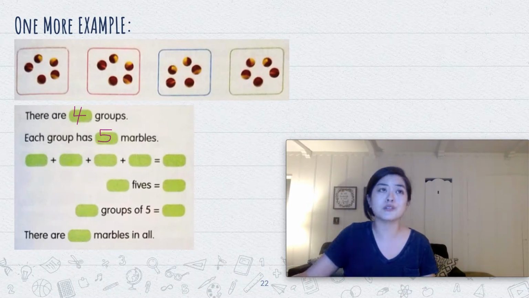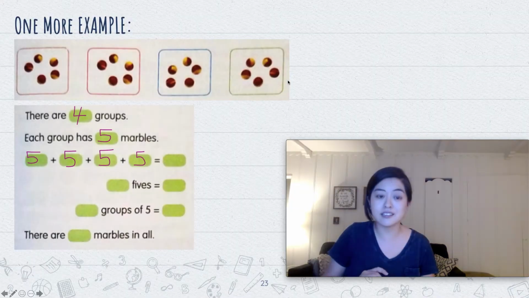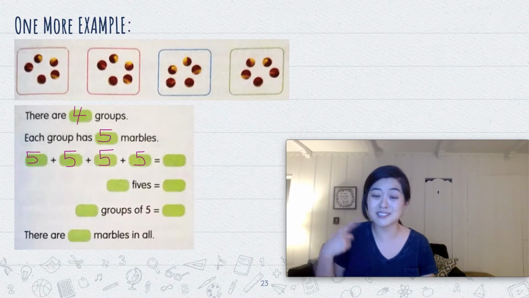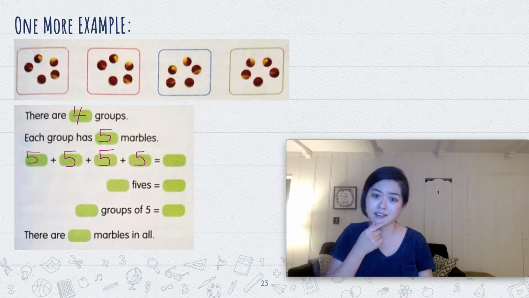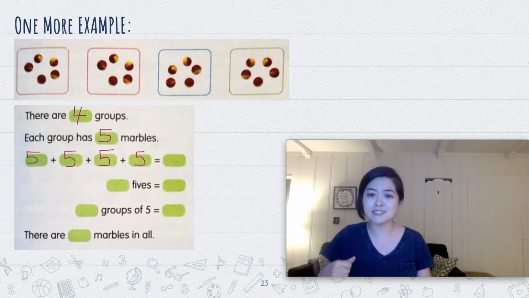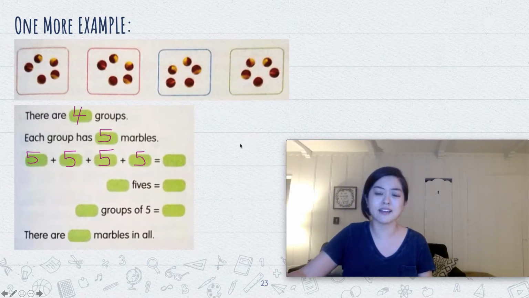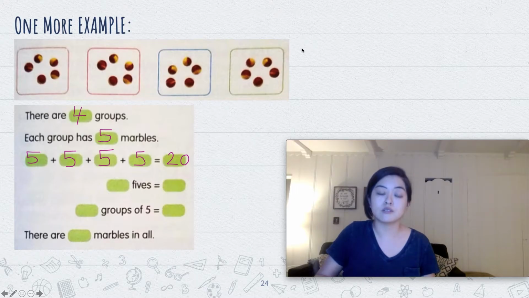Do you know the addition sentence here? We have 5 plus 5 plus 5 plus 5. That is our addition sentence. It's repeated addition. What is 5 plus 5 plus 5 plus 5? Well, I've been practicing counting by 5, so I think I can count by 5s. 5, 10, 15, 20. So 5 plus 5 plus 5 plus 5 makes 20.